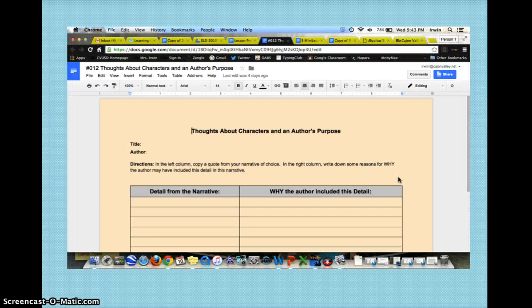All right, now you're not going to actually just talk this out and underline it and write it on your story. In Google Classroom, you're going to find a document where you're going to have to get details from the narrative you choose and add why the author included this detail.